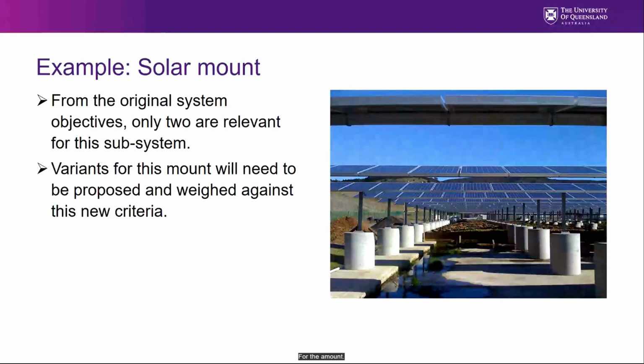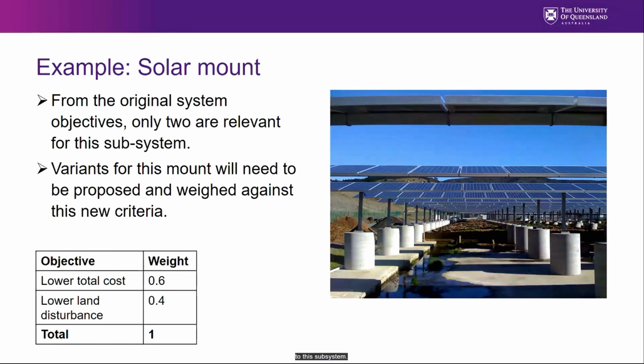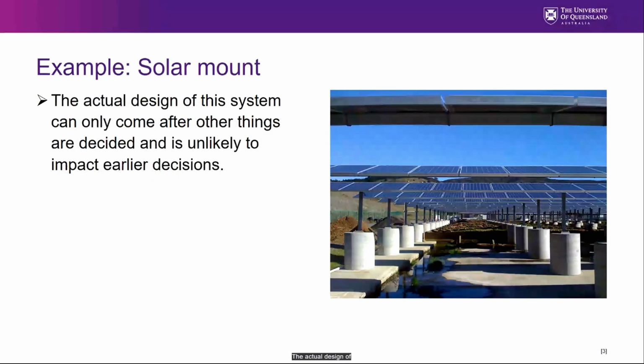For the mount, only 2 objectives carry down from the overall system requirements to this subsystem. These are that we still desire a low-cost solution and that ground disturbance is minimized. The latter objective has become much more important for this subsystem in comparison to its importance for the overall system. The actual design of this system can only come after most of the other aspects of the solar panel have been decided and designed.